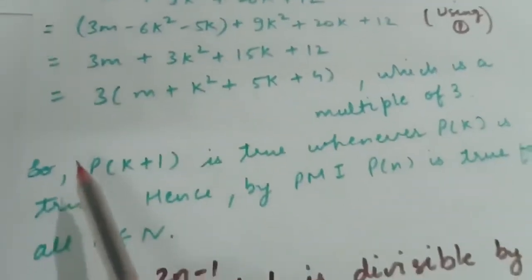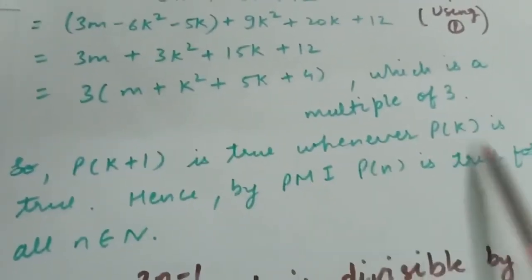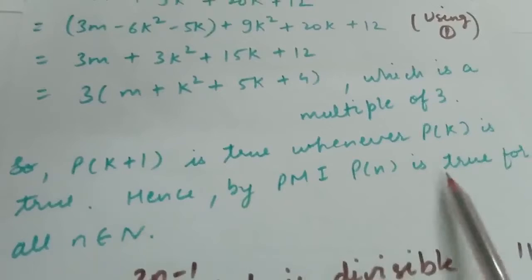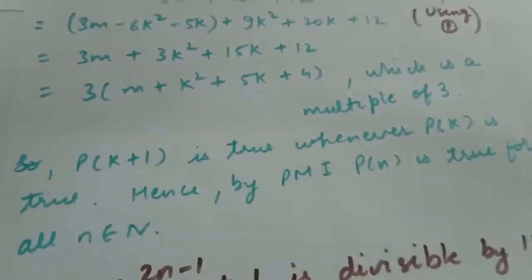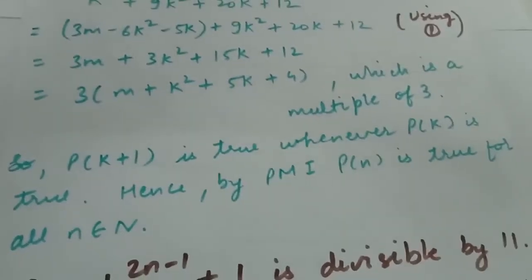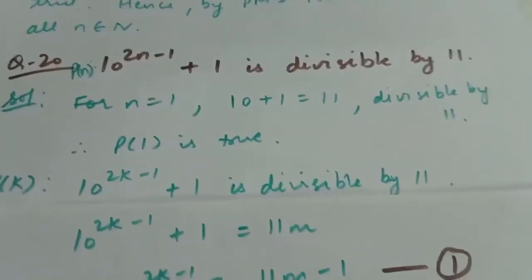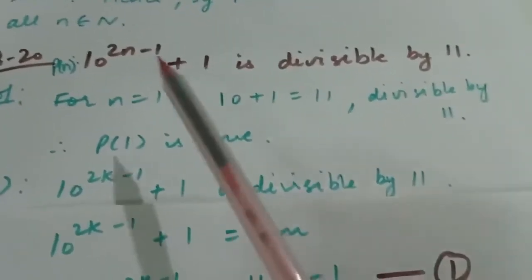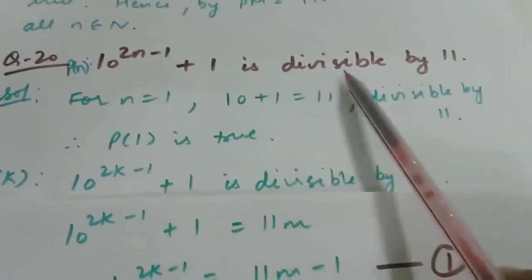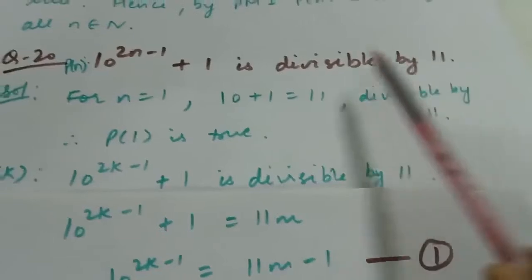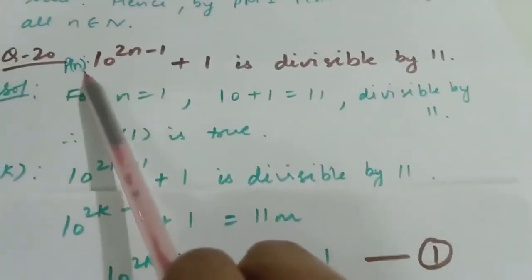So you will write the result: Pk plus 1 is true whenever Pk is true. Hence by PMI, Pn is true for all n belonging to the natural numbers. Clear? Next, question number 20: we have to show that 10 raised to the power 2n minus 1 plus 1 is divisible by 11. First step, you will write the statement as Pn.